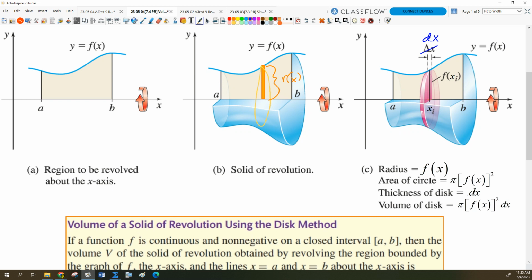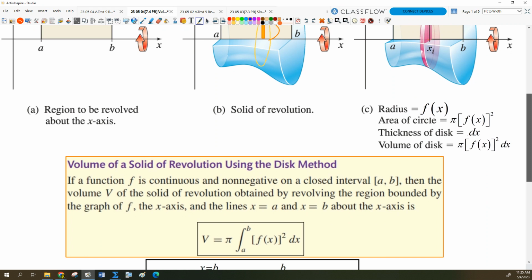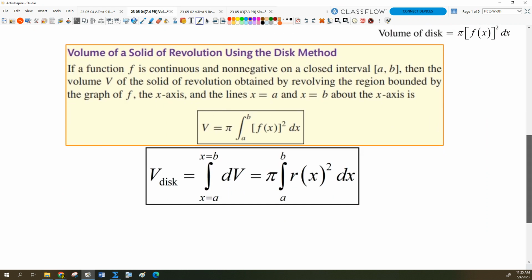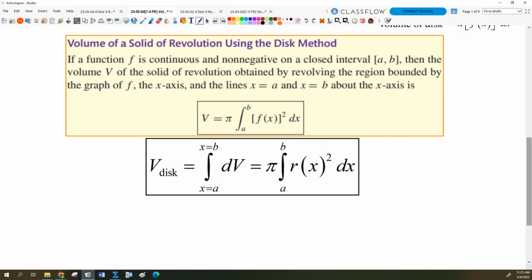It's just going to be the cross-sectional area, which is pi r squared, times the thickness, which is dx, right? So here it is. Our volume element, dV, which is just one individual little disk, is equal to pi times r of x squared times dx. That's the cross-sectional area times the thickness, right? Isn't that how you get the volume of a cylinder, the cross-sectional area of the base times the height, right? Okay.